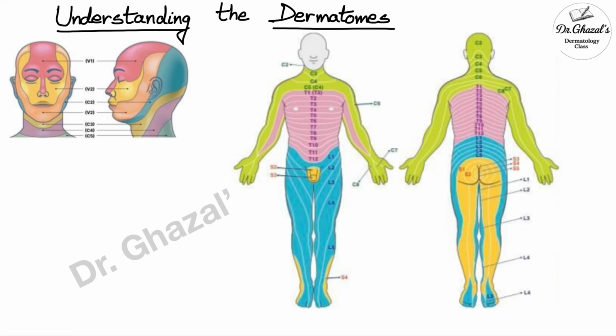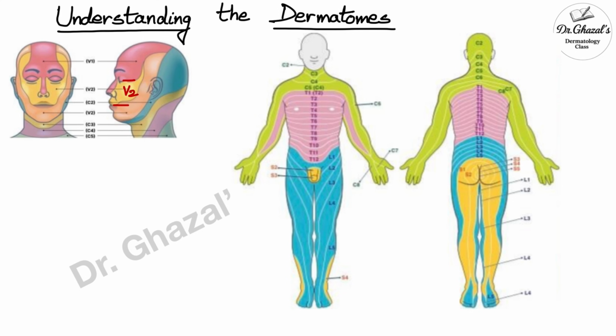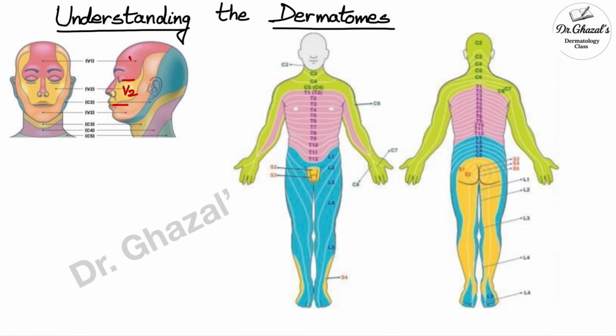Now if you get a case of zoster, the first question that will arise is which dermatome is involved. So we should have a basic knowledge of dermatomes so that as soon as you look at the patient, you know which dermatome is involved. So on the face, the angle of the eye and the angle of the mouth. Between them is V2, which is the maxillary branch of trigeminal. Above that is V1, the ophthalmic branch, and the mandible area up to the chin is V3, the mandibular branch.